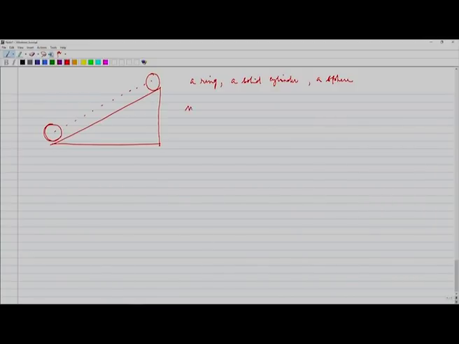Therefore, mgh is equal to the expression for kinetic energy, m v squared by 2, where v is the velocity of the center of mass, times 1 plus k squared by r squared. We have just derived it, right? Now we will have a small table.